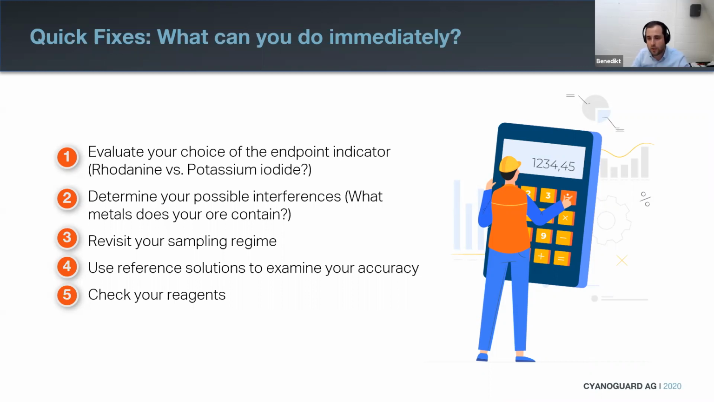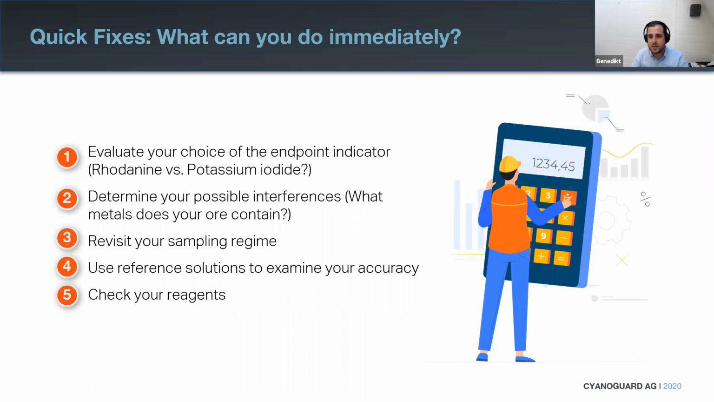If you want to take it a step further, you can do a so-called spiking method, where you add to samples of your own process a known amount of cyanide and you test it again, and then you see whether you are able to recover that amount. So for example, if you increase the concentration, let's say by 20 or 30 ppm, then you should be able to recover that. That's on the benchmarking part.